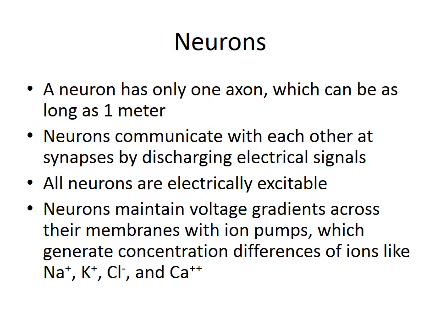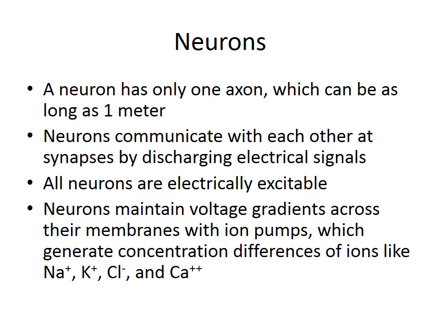And the axons can be very, very long. Neurons communicate with each other at synapses by discharging electrical signals. All neurons are electrically excitable, and this is very important, and we're going to look at the fascinating way that neurons talk to each other by electricity. What exactly is electricity? It's just a current.